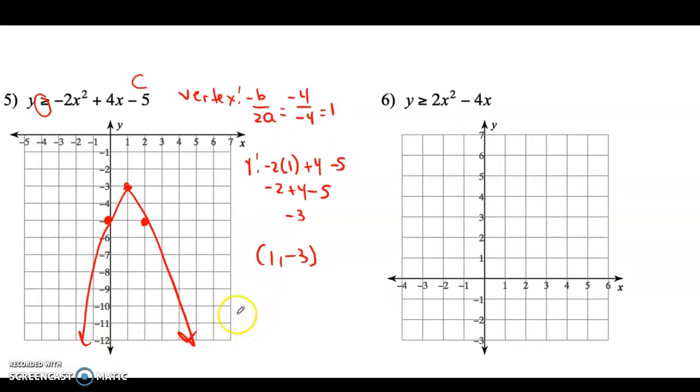Cool. So the test, I'll just test 0, 0 again. And you're going to substitute that into the original. So 0 is greater than or equal to negative 2 times 0 squared plus 4 times 0 minus 5. So we're going to get 0 is greater than or equal to negative 5. And that's true. It is. So 0, 0 is right here. So that's outside the parabola.